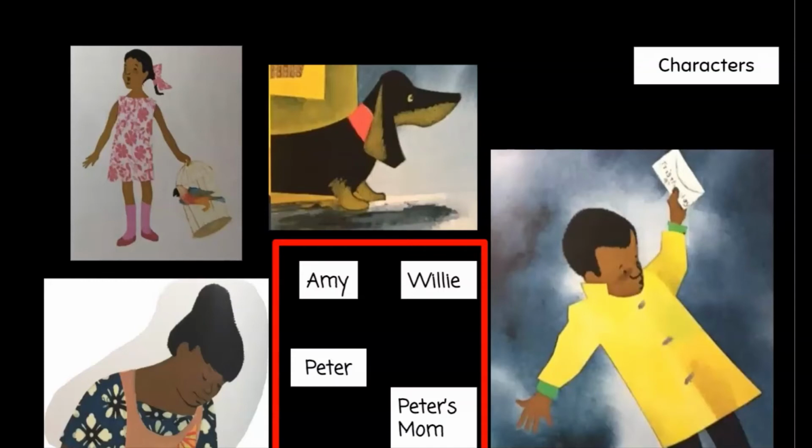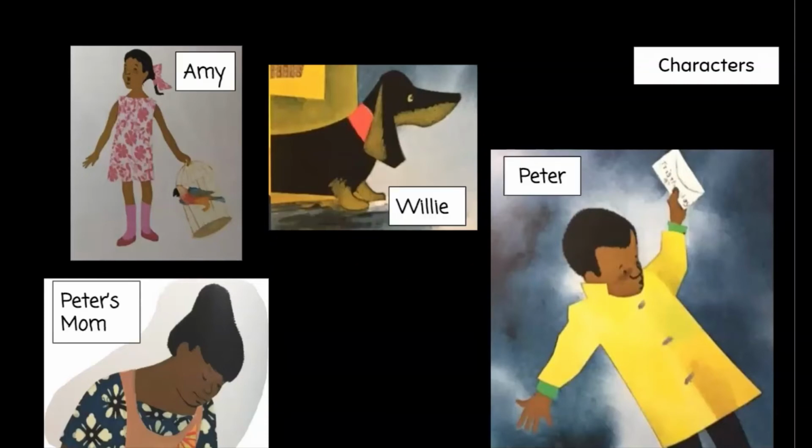All right, let's see if you were right. We would match the name Amy to this picture, as this is Amy. We'll talk more about Amy in a little bit. You probably matched the name Willie to this picture of the dog. We also matched Peter's mom to this picture. This is a picture of Peter's mom. And of course, this is Peter. We match the name Peter to the picture of Peter. This is the picture of Peter.